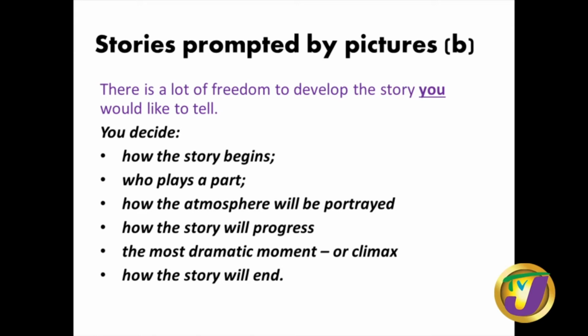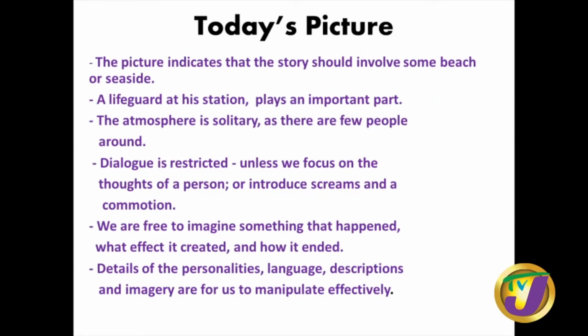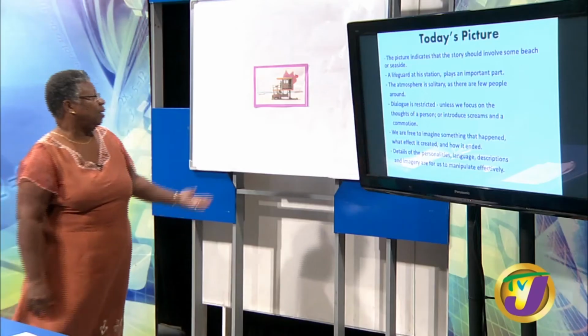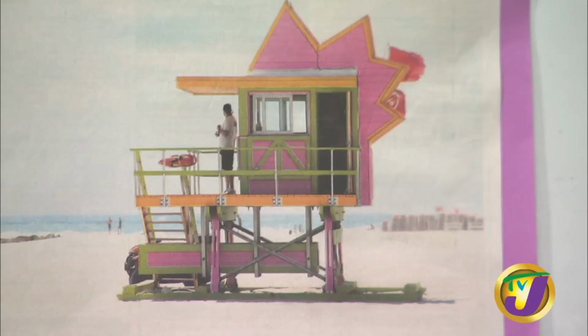Now, I'd like us to look at an example of a picture. I have a picture here that I saw in the newspaper, found intriguing, and if this came on the exam, I see how I could write about it. So let's talk. The picture indicates that the story should involve some beach or seaside. You're able to see that in the background, and you're able to see the big arch of the sky.